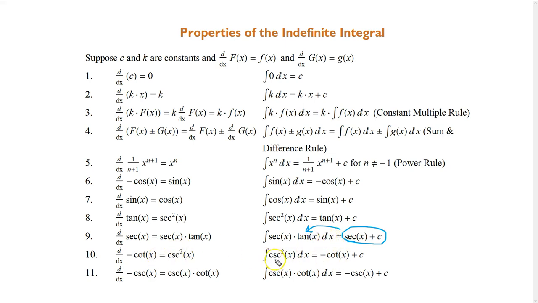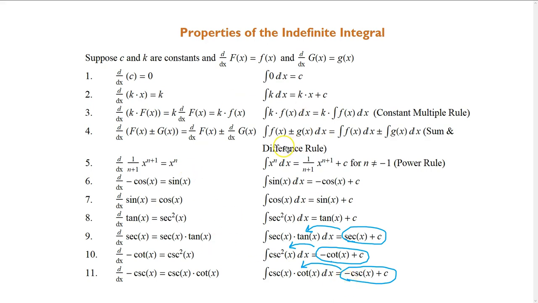And the indefinite integral of cosecant squared is negative cotangent x plus c, and that's because the derivative of negative cotangent is cosecant squared. So when you differentiate this, you get cosecant squared. And finally, the indefinite integral of cosecant times cotangent is negative cosecant x plus c, and that's because the derivative of negative cosecant is cosecant times cotangent. So when you differentiate this, you get your integrand, cosecant times cotangent.